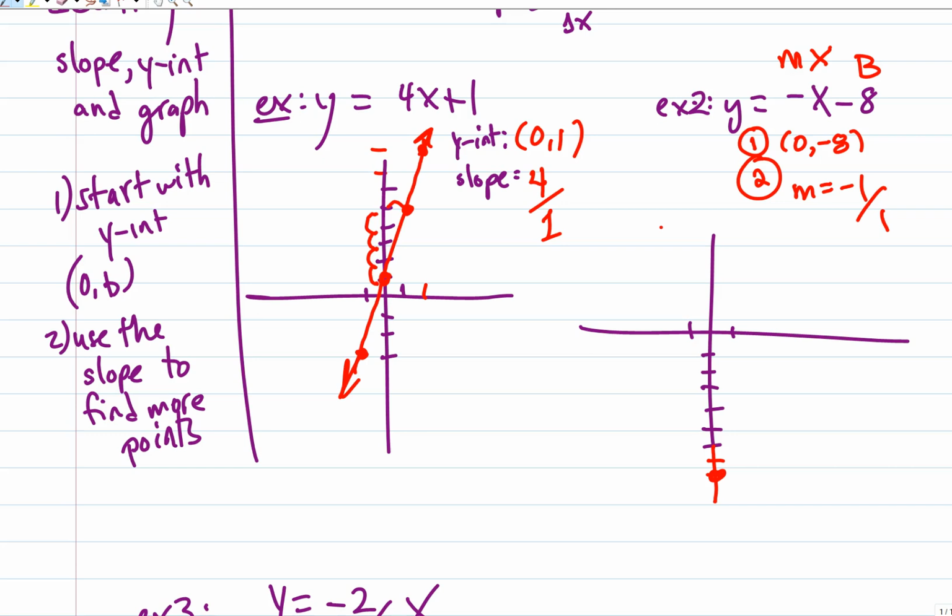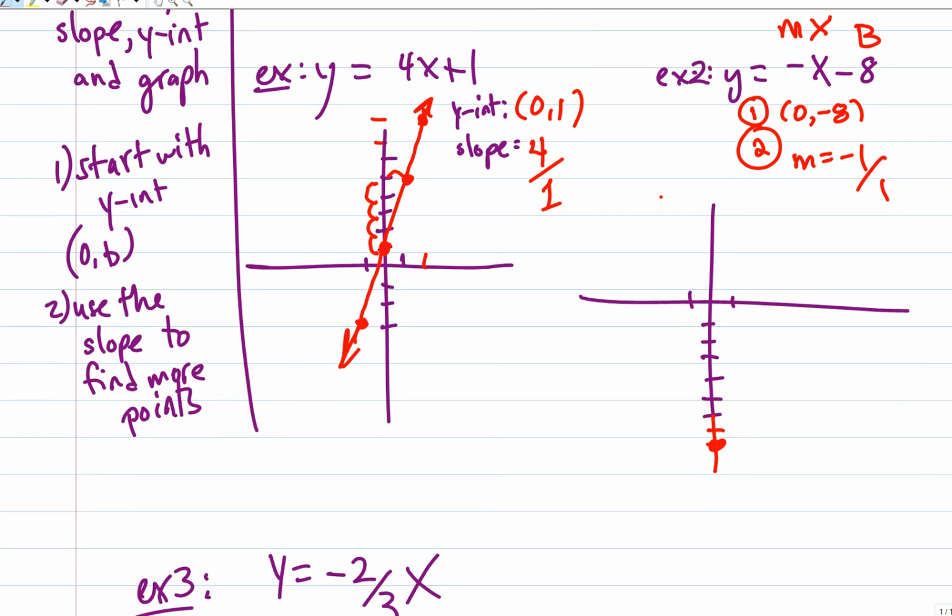Now this is one I did on purpose, because if I want to use the slope, then I put my pencil all the way down at the y-intercept. And to get to the next point, I go what? Down one and right one. And connect the dots and you're done with your line.